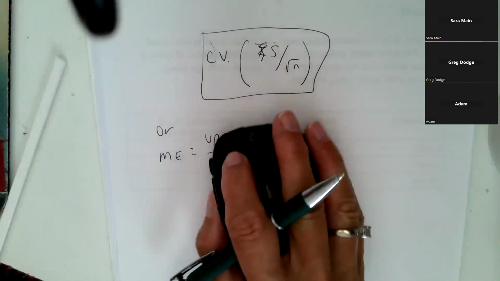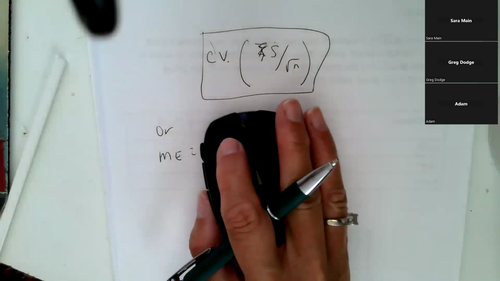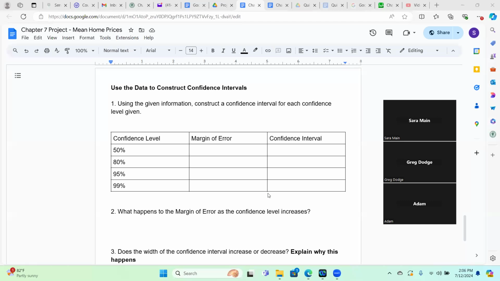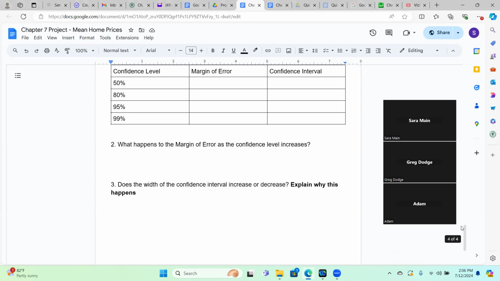And so I want you to do that for these other situations, for a 50% level, an 80%, a 95, and a 99. And that means you're going to have to get new critical values, because that's the only thing that's changing with these different confidence levels, a different critical value. And then I'm going to ask you to make some conclusions about what's happening, which we already answered similar questions in ALEKS, right?